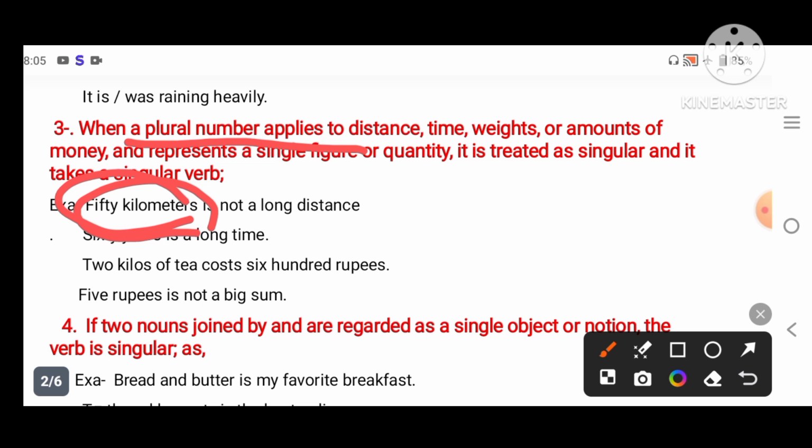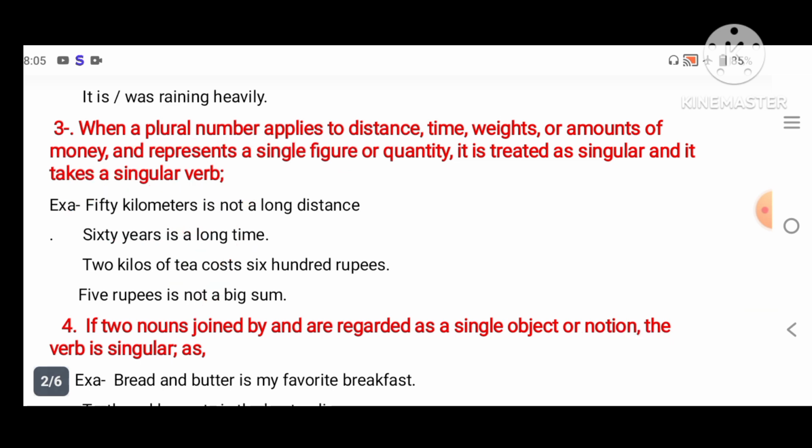Okay, in this case, when plural numbers apply to distance, weight, and number and represent a single figure, we will always use a singular verb. Okay, did you understand, students? Next, come to this.